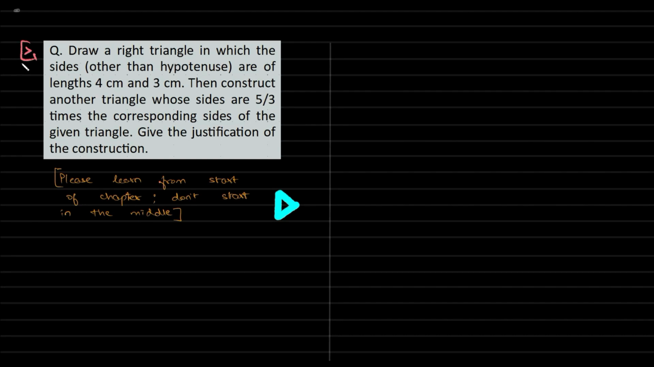Draw a right triangle in which the sides other than the hypotenuse are 4 and 3. Then construct another triangle whose sides are 5 by 3 times the corresponding sides of the given triangle. Give justification for the construction.